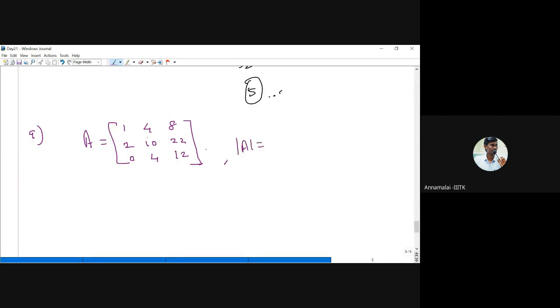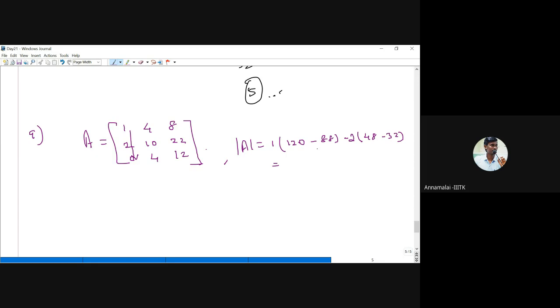I am expanding via the first column, because the first column contains a 0. So 1 times 10 times 12 is 120, minus 4 times 22 is 88, minus 2 times 4 times 12 is 48, and then 4 times 8 is 32, and then 0 times something is 0. Okay, so now simplify this.